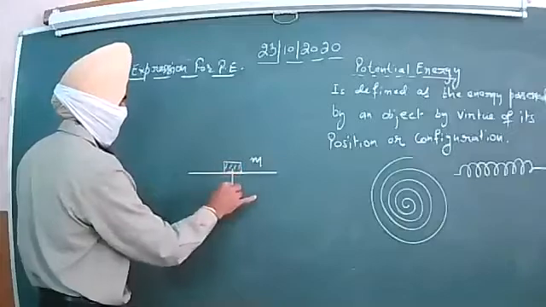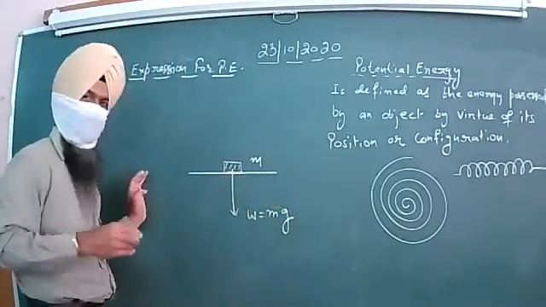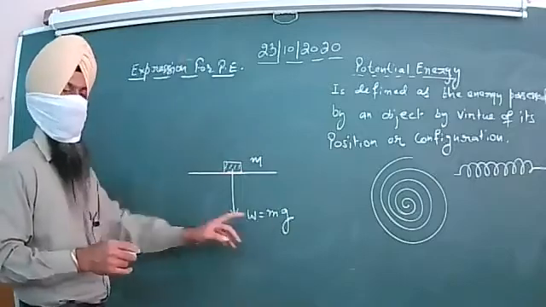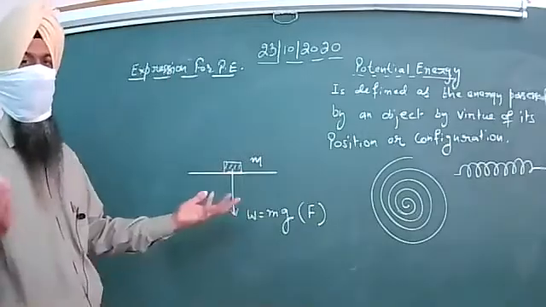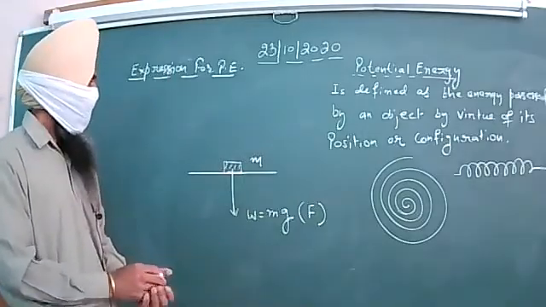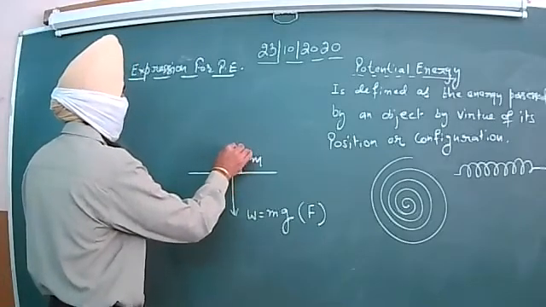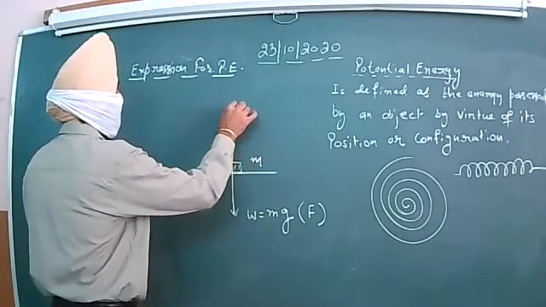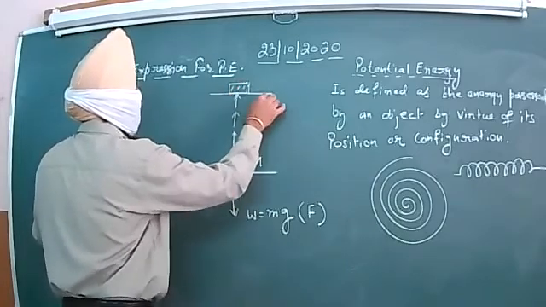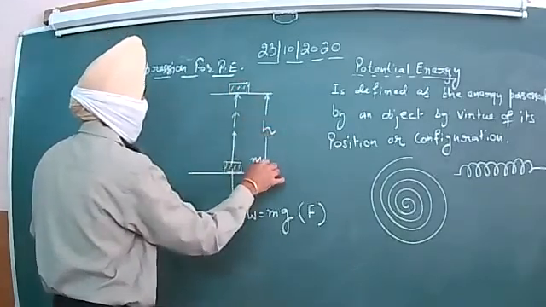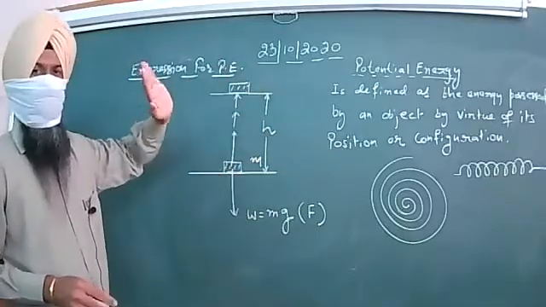Weight of the object, this is acting vertically in the downward direction. Actually, this weight is the gravitational force acting on the object. We have discussed it so many times. Now, what I want to do is lift this object in the upward direction. I just shift this object up to this height h. Suppose this is the height h by which the object is lifted from the ground level.